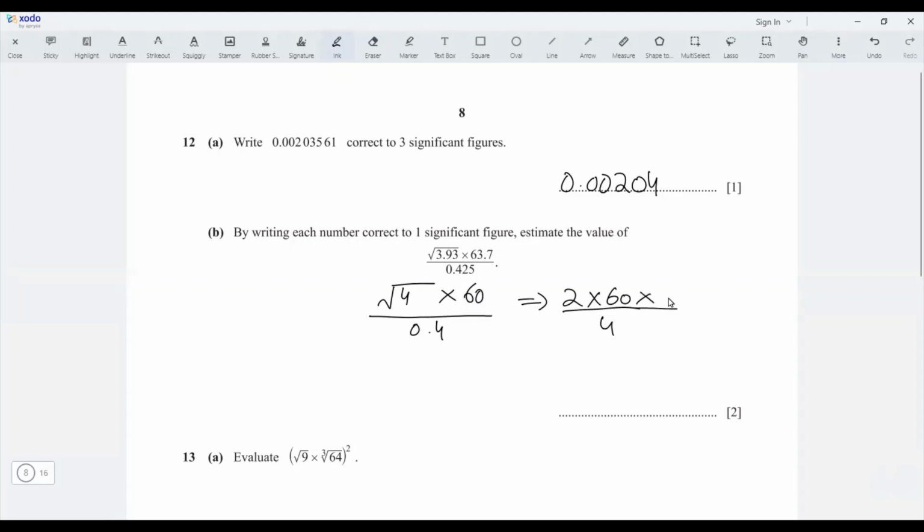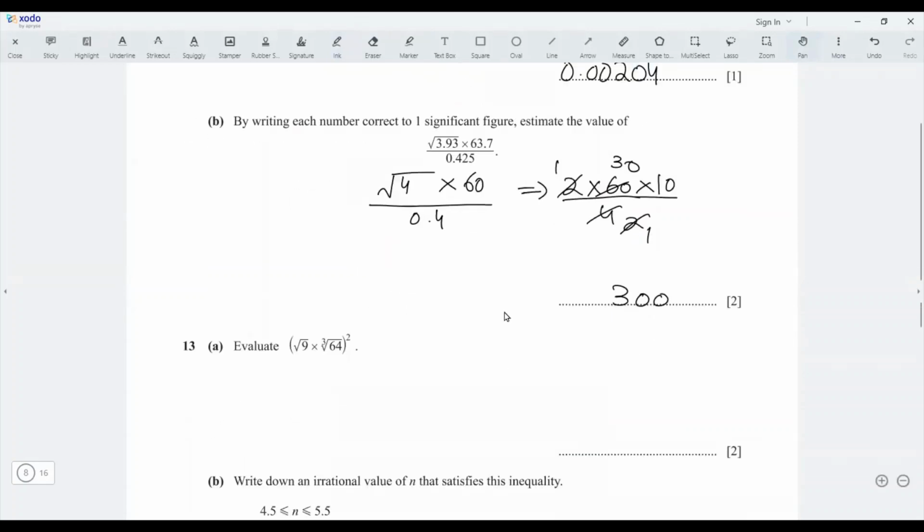And similarly, 10 will be multiplied in the numerator. So 2 times 2 times 4, and 2 times 30. So 30 times 10, the result is 300. That is the estimated value of the given fraction.